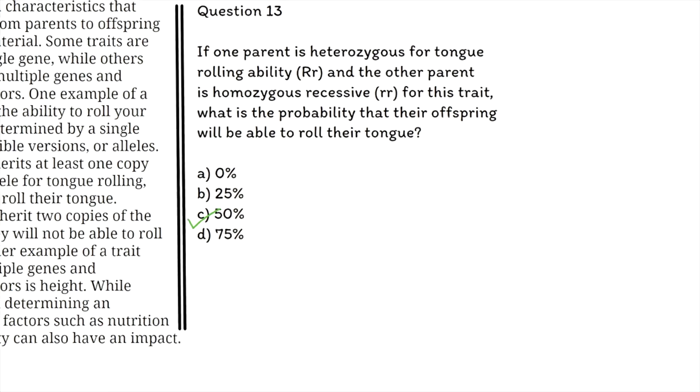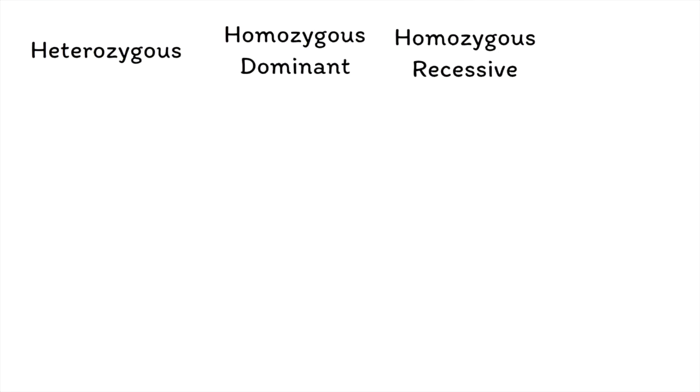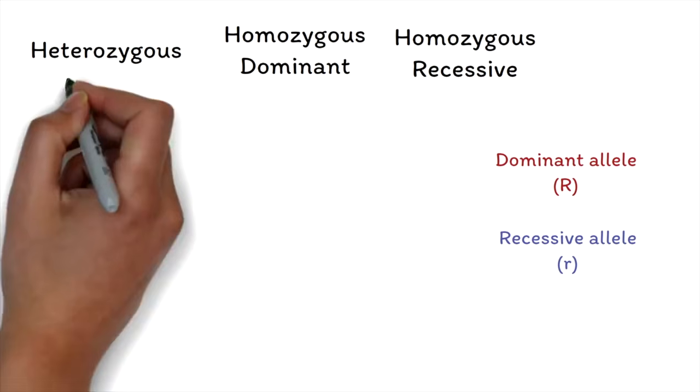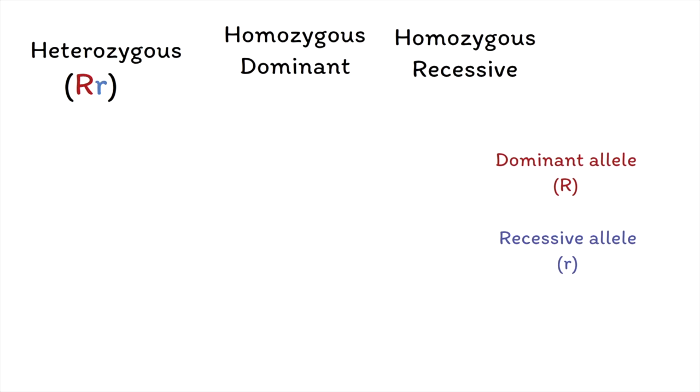When we talk about genetics, we use the terms heterozygous, homozygous dominant, and homozygous recessive to describe the different possible genotypes for this trait. Heterozygous refers to having 2 different alleles for a particular gene. In the case of tongue rolling ability, the dominant allele determines the ability to roll the tongue, while the recessive allele results in the inability to roll the tongue. Therefore, an individual who is heterozygous for tongue rolling ability would have the genotype, indicating that they have 1 copy of the dominant allele and 1 copy of the recessive allele.